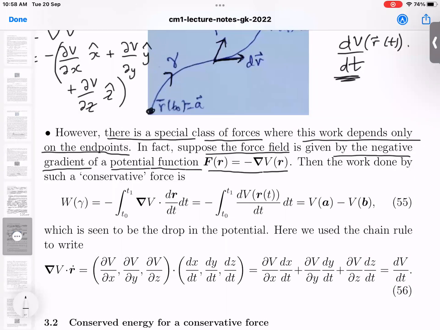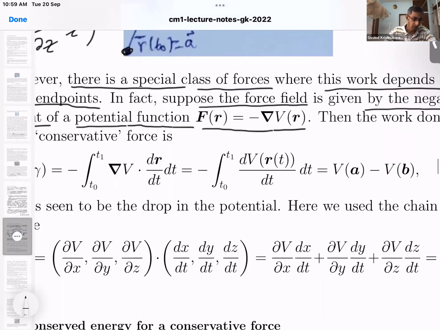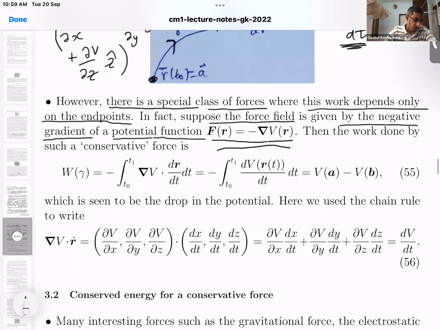So what have you written here? This, which is seen to be the drop in the potential. I have not yet come to that, so just a moment. I just wanted to recall for us the potential, and the gradient of the potential. So suppose the force is given by the negative gradient of the potential. Then the work done.